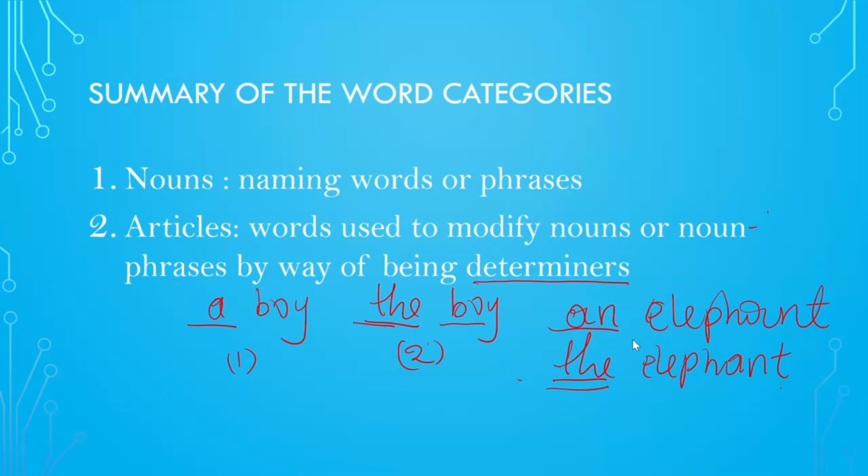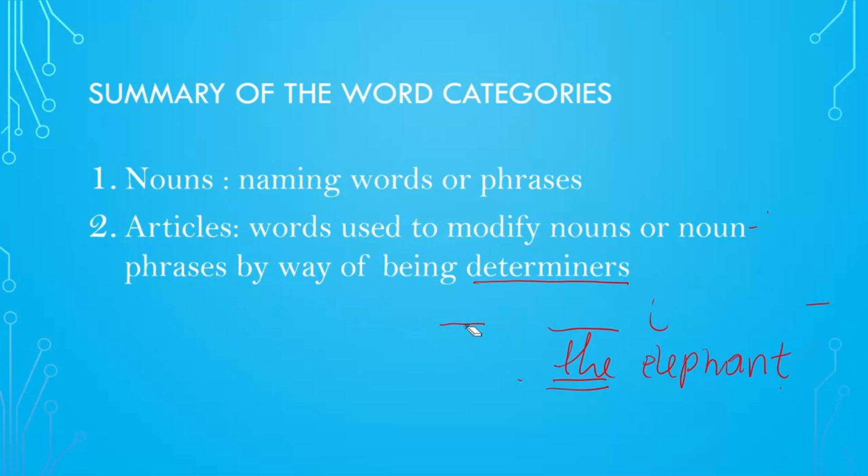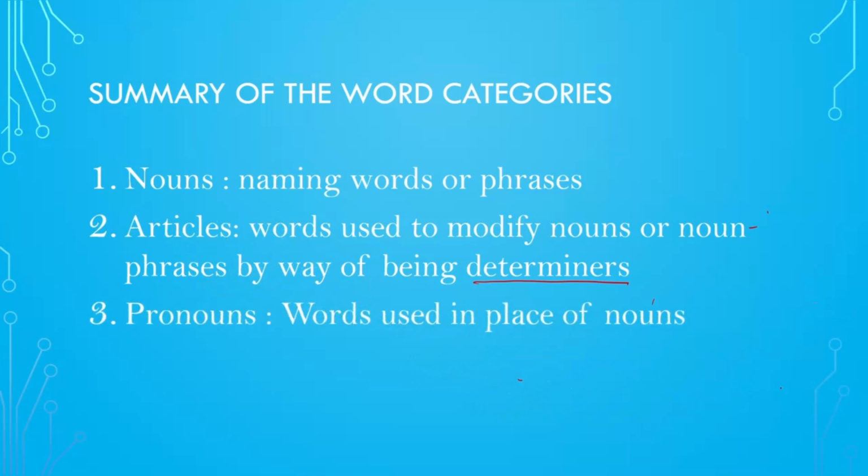Okay, I'll get a clean board here so that we can get to the next word class, number 3. Word class number 3, we're going to be talking about, of course, the pronouns. Now, a pronoun is a word that we use to replace a noun in a sentence, mostly to avoid repetition.